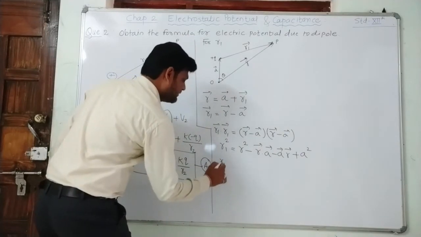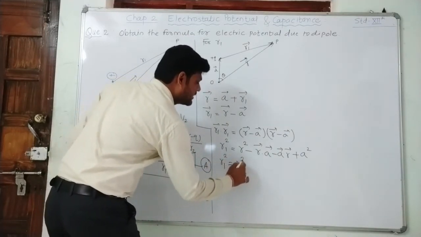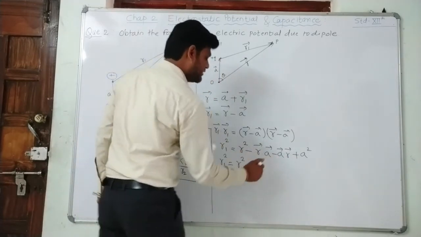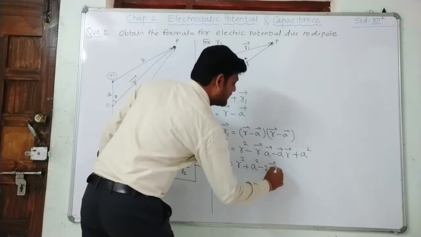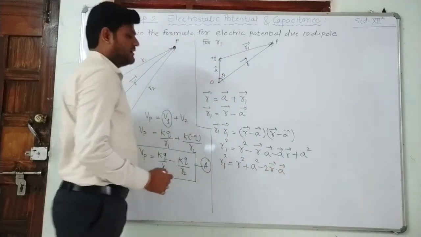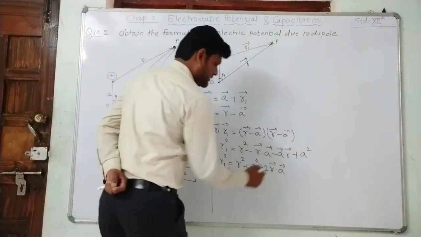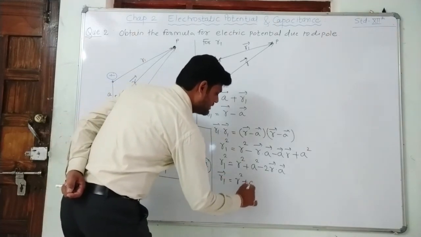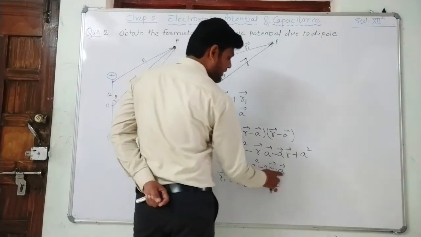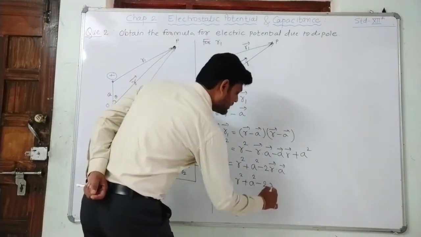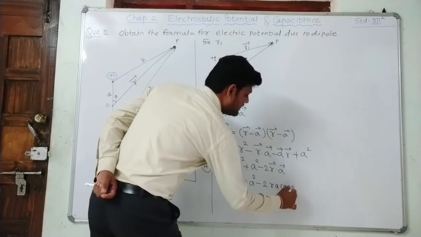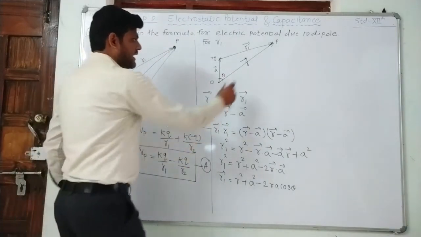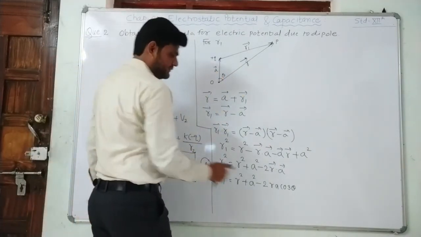So rearranging the equation, r1 square equals r square plus a square minus 2 times r vector dot a vector. Right? So here we can apply the formula: r1 square equals r square plus a square minus 2 r a cos theta, where theta is the angle between r and a.